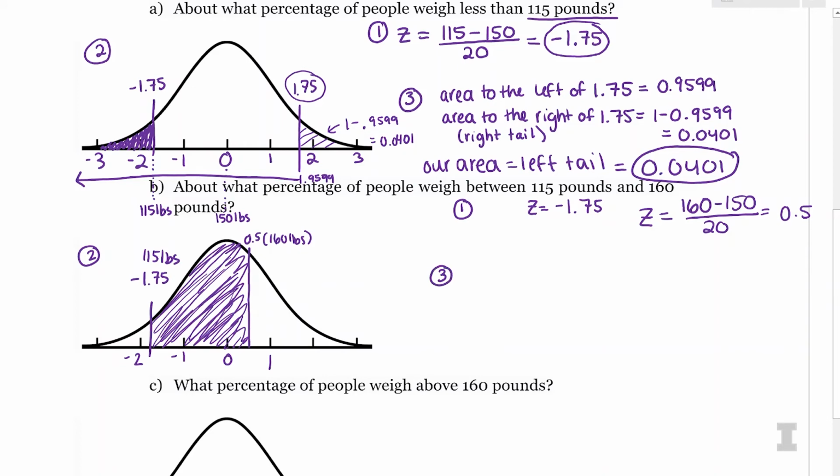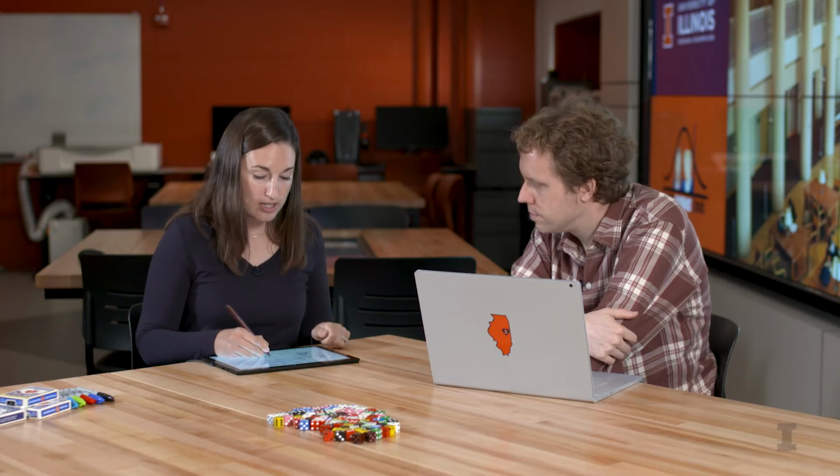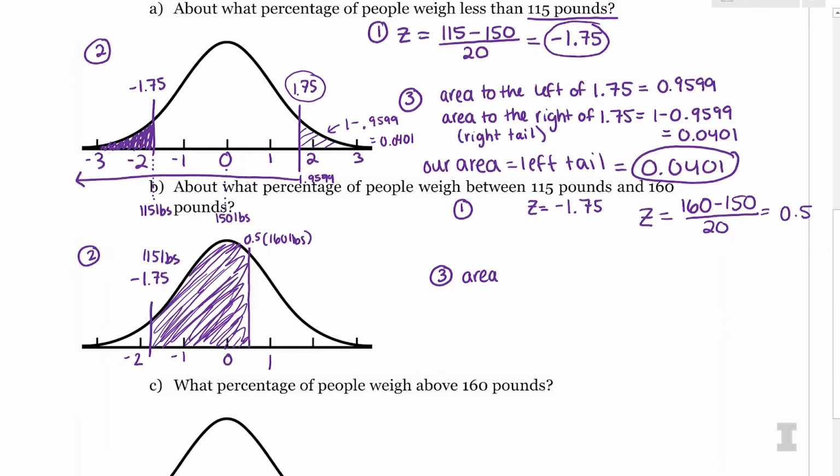When calculating this area, there's a bunch of different ways to do it. It's kind of like a puzzle. You can decide whatever way makes the most sense to you. To me, I know that the area to the left of negative 1.75, we already found that. We know that that is 0.0401. And I can find the area to the left of 0.5 and then just subtract them. So that's how I would do this problem, but again, there's a bunch of different ways you can do it.